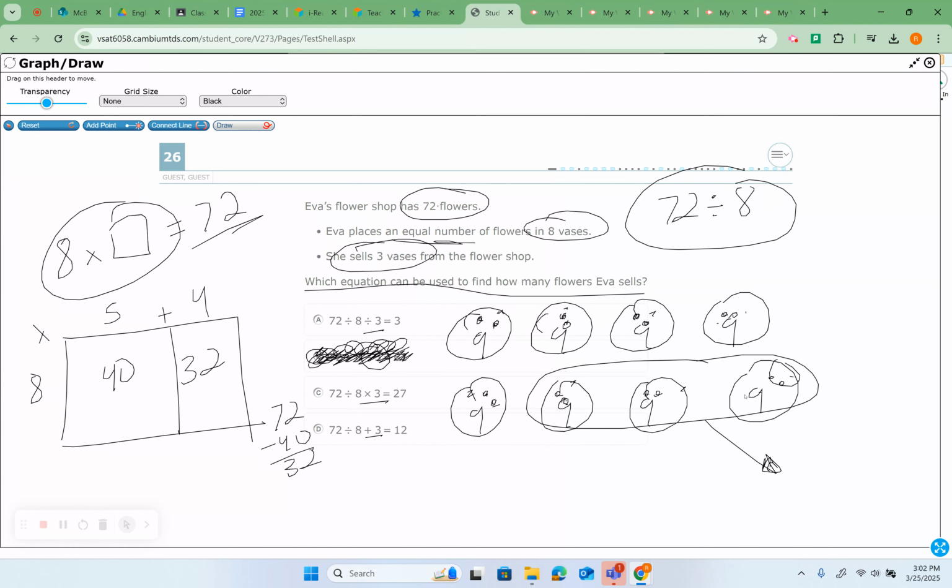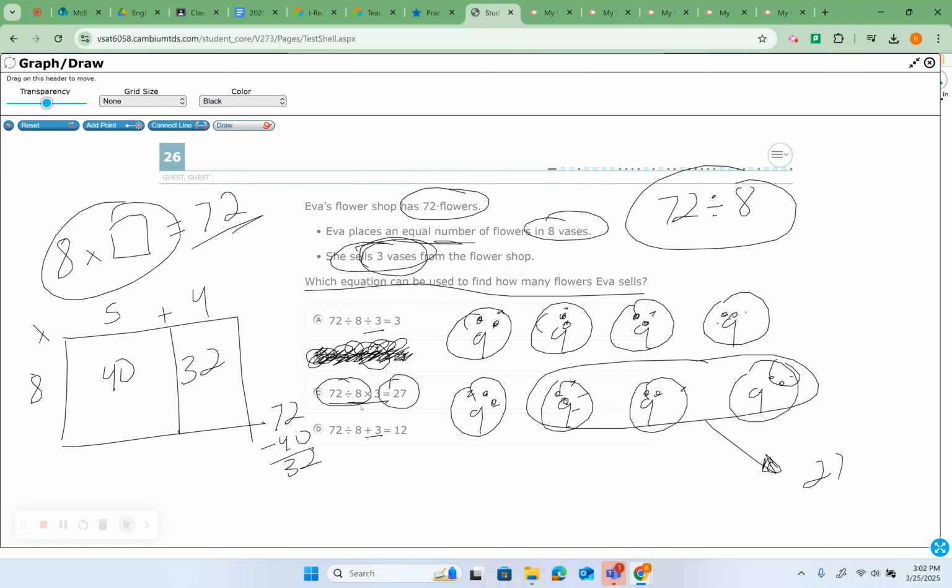But then you know that 3 of them are going to be removed. So you're going to remove 27. So I'm looking for 27 as my final answer. So yes, it's divided by the 8. And then you've got your 9 per vase. But you can remove those 3 vases, or there's 9 in each vase. So then you're going to get that.